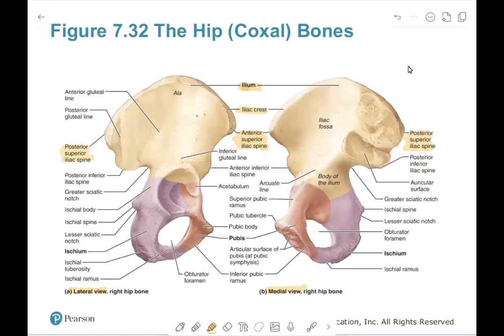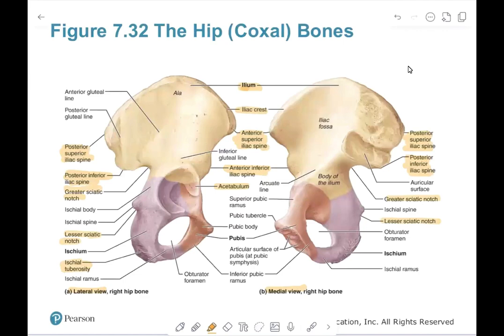And then below that is the posterior inferior iliac spine. And below the ASIS, the anterior superior iliac spine, is the anterior inferior iliac spine. As I mentioned, the deep socket where the head of the femur goes is the acetabulum. We see these notches for the sciatic nerve, a greater sciatic notch and a lesser sciatic notch, as well as the ischial tuberosity, which is what we sit on. So when our bum touches the seat, it's the ischial tuberosity.